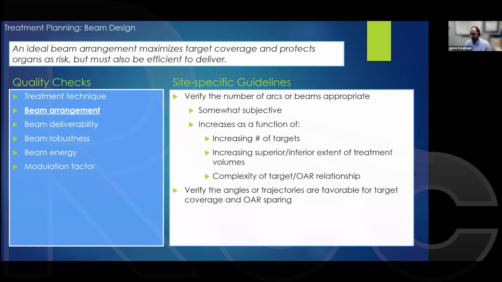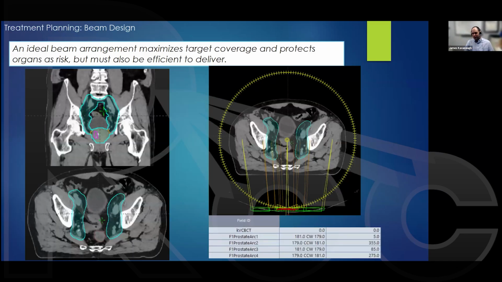Getting into beam arrangement, verify the number of arcs or beams as appropriate. This is somewhat subjective. Some general rules of thumb to follow. If you have an increasing number of targets, then you may want to think of increasing the number of arcs or potentially beam angles. If you have a lot of superior-inferior extent of your treatment volumes, then you may also need to consider adding an arc or two, as well as the complexity of that target-OAR relationship. As these increase either in complexity or number, that's where we think about adding a few more arcs and/or specific beam angles for anatomy. We also want to verify that these angles and trajectories are favorable for target coverage and OAR sparing. And this is where it gets into a little bit of a challenge.